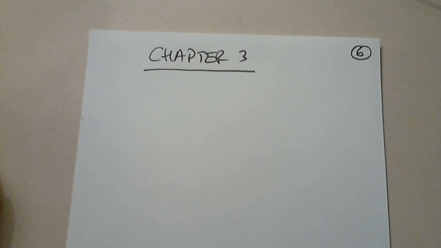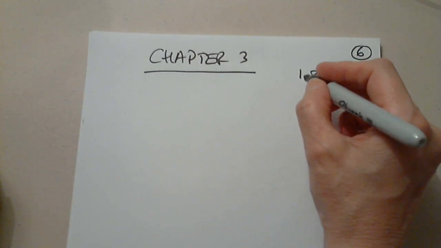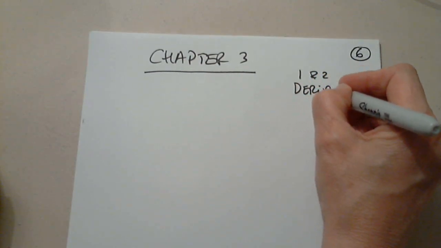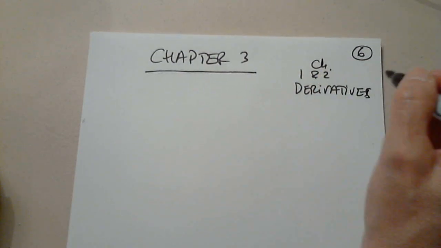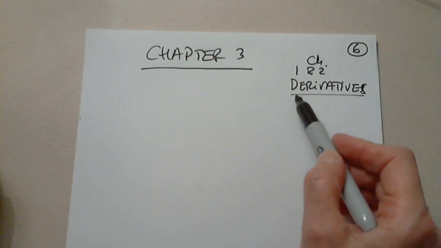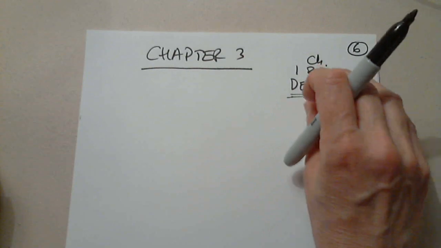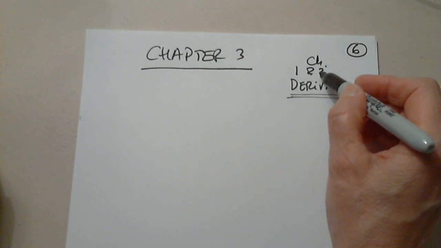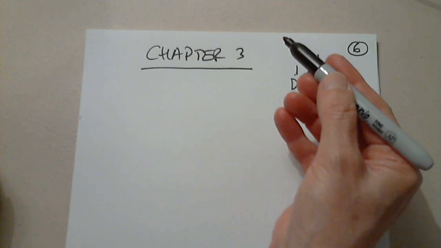Chapter 3 deals with applications. So in chapters 1 and 2, we looked at derivatives and limits, first of all limits, and then derivatives of all sorts of functions. Now in chapter 3, we are going to use what we learned in chapters 1 and 2 and do more applications.